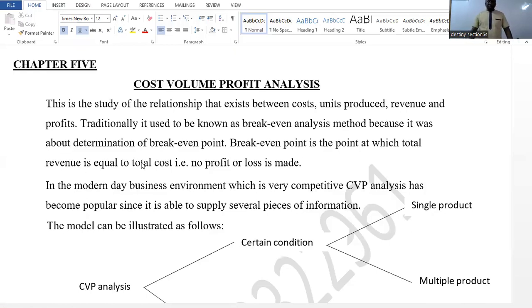Now, in the modern day business environment, which is very, very competitive, CVP analysis has become more popular than break-even analysis because CVP is able to supply more information. And for you to survive in a competitive environment, you require more information.